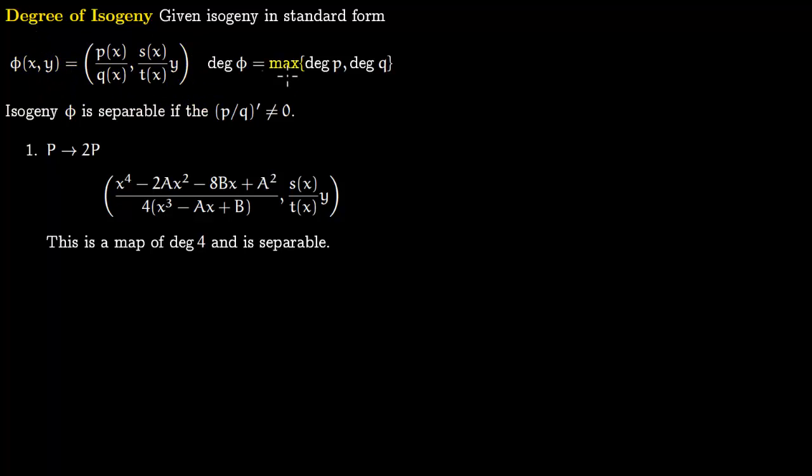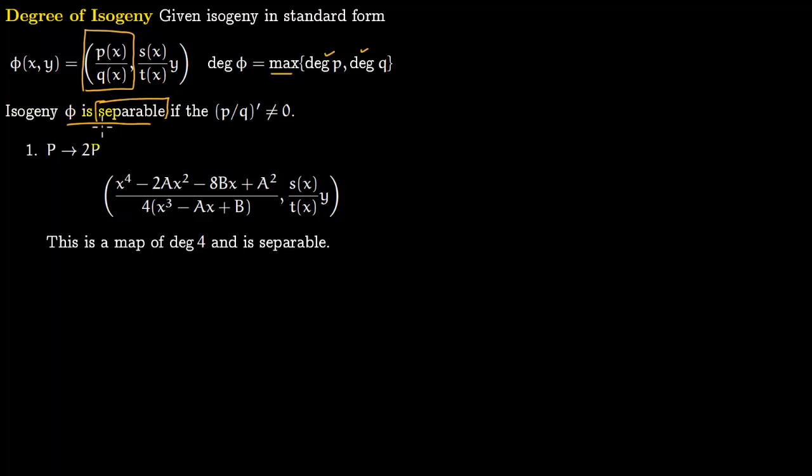Then the degree of this isogeny is the maximum of the degree of the numerator and denominator, so the maximum of the degree of p or q. Notice that we are only worried about this first term for computing the degree. This isogeny is called separable if the derivative of, again, this first coordinate is non-zero.